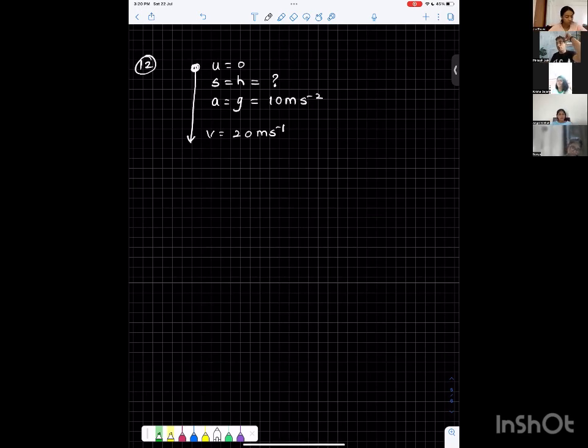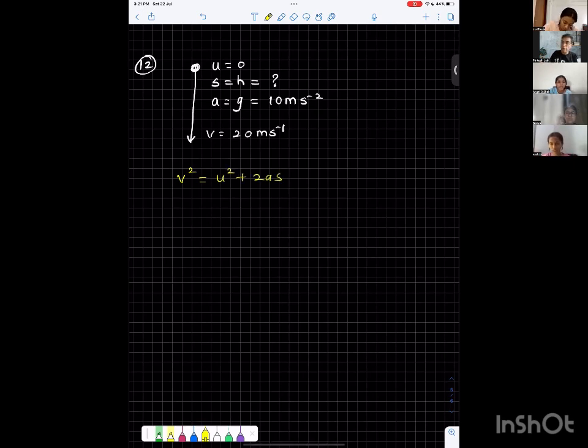Somebody can suggest which formula should we use here? Aditya. Sir, V is equal to U plus AT. I've written the hint. Aditya, tell me, who is not getting the formula? V square equals U square plus 2AS. Correct.